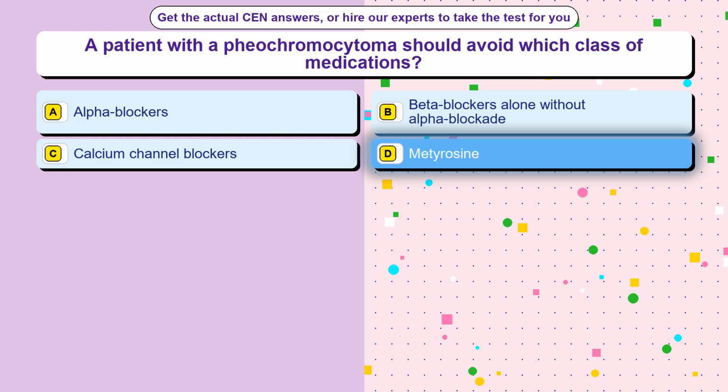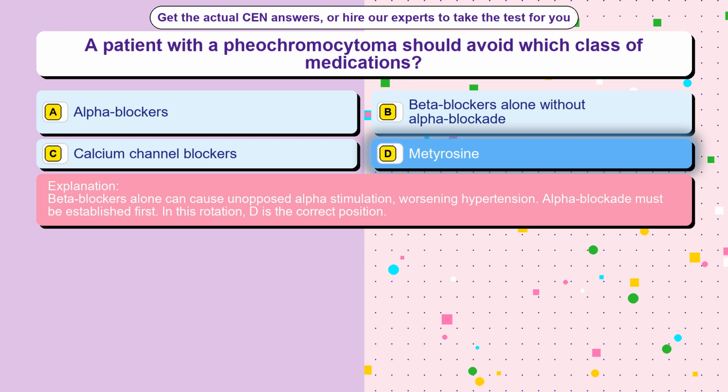The correct answer is option D, metyrosine. Beta blockers alone can cause unopposed alpha stimulation, worsening hypertension. Alpha blockade must be established first. In this rotation, D is the correct position.